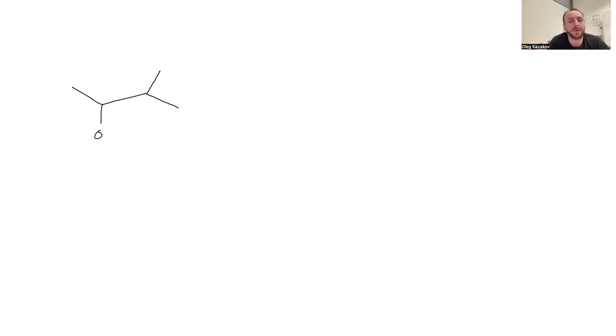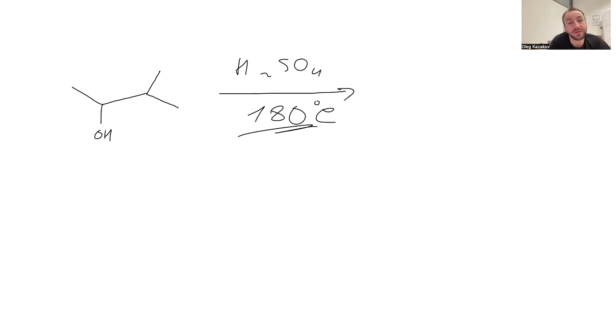All right, so now you're going to dehydrate it, right? So what are the conditions for dehydration? You're going to use H2SO4 and relatively high temperature, higher than the ether formation, 180 degrees Celsius. So dehydration, let's remember how this happens, right? You're going to identify the carbon which is alcoholic, with the OH group directly attached to that.